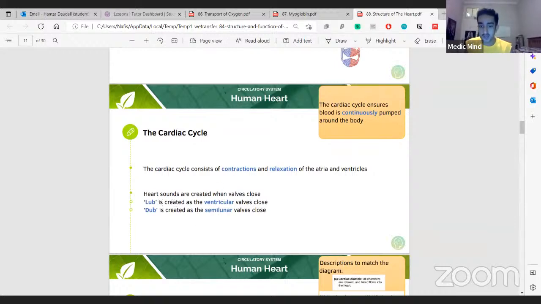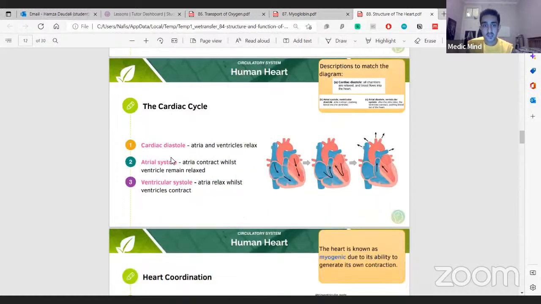And there are 2 heart sounds that you have to pick up on, lub and dub. So lub is your first heart sound, and it's when the AV valves close. And dub is the second heart sound, and it's when your semilunar valves close. So cardiac diastole. Diastole is relaxation. Whenever you see the word diastole, you need to know that that's relaxation. The atria and the ventricles relax. So what does that do? Well, relaxation increases volume.